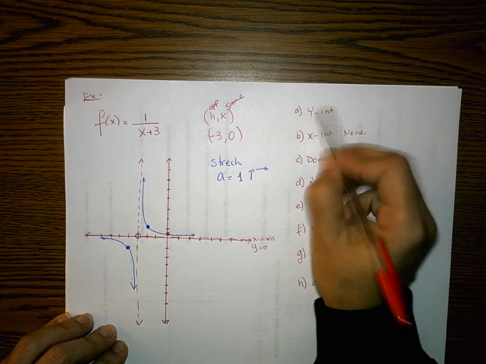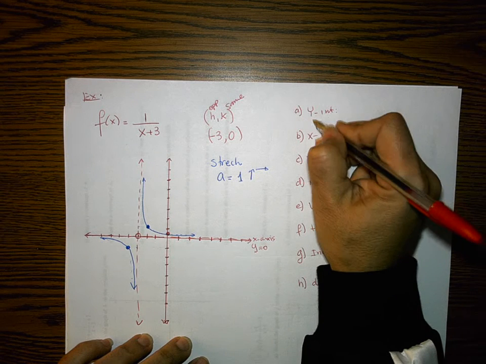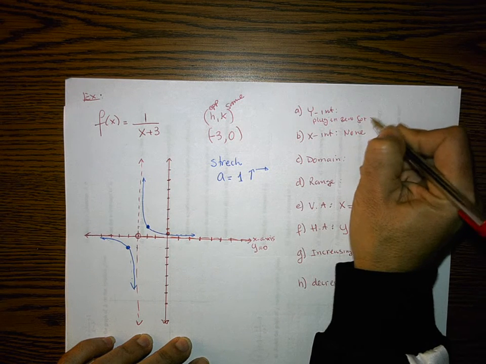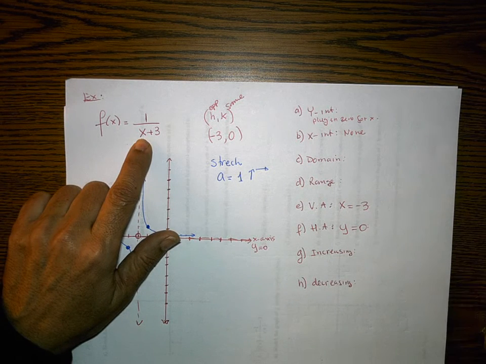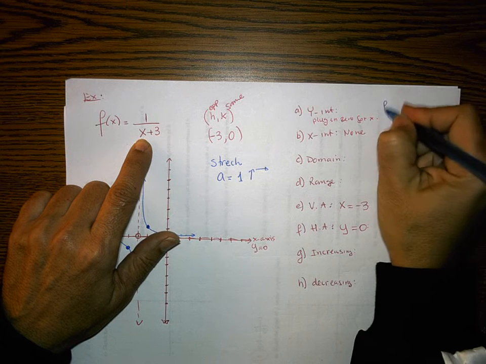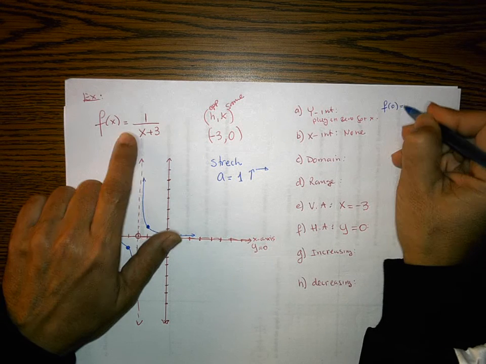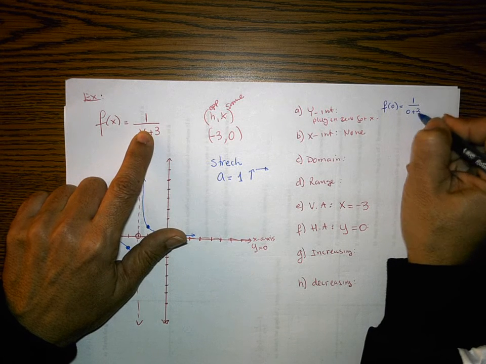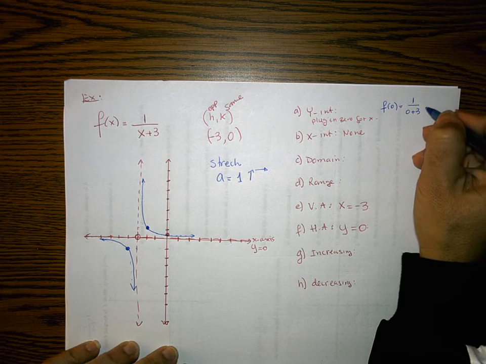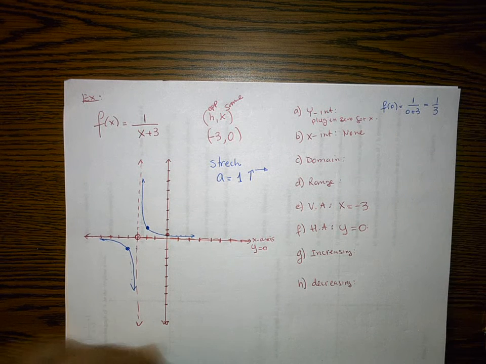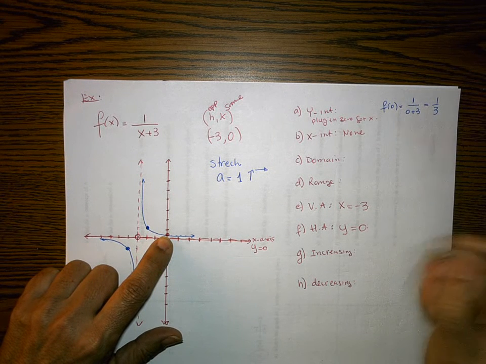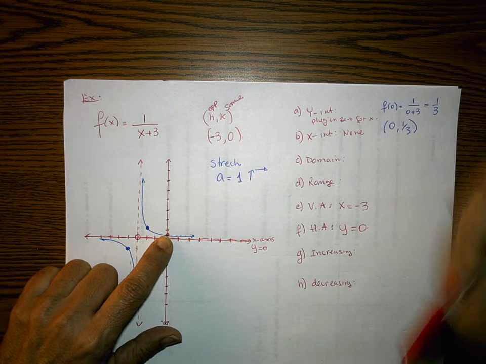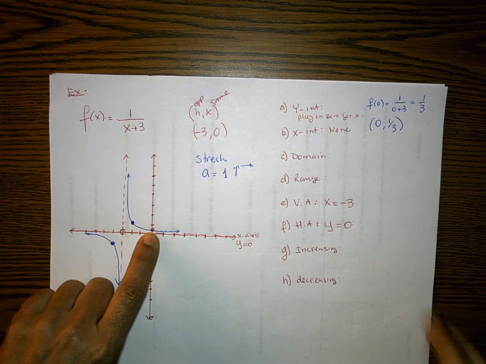What is our y-intercept? Remember, for the y-intercept, we plug in 0 for x. So that's exactly what I'm going to do. I'm going to come over here and plug in 0 for x. So I'm trying to find f of 0. X is 0, which equals 1 over 0 plus 3. 0 plus 3 is just 3, so it equals 1/3. That's what that point is right there. So our y-intercept is 0 for x, 1/3 for y. That is the value of our y-intercept.